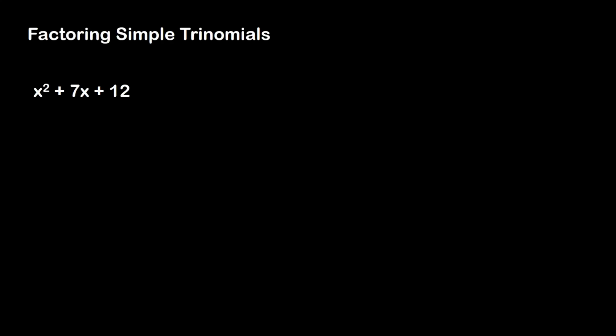What we always do is look at the number in front of the x and the number at the end. In this case, the number in front of the x is 7, and the number at the end is 12. Those are the two numbers we're going to focus on. The idea is that we want two numbers that add up to 7 and multiply to 12. So for now, let's think of two numbers that add up to 7.